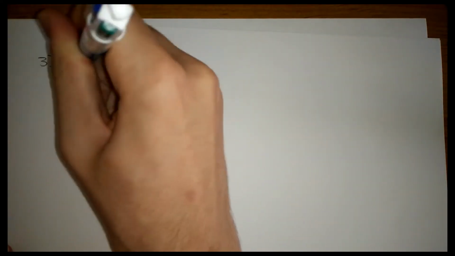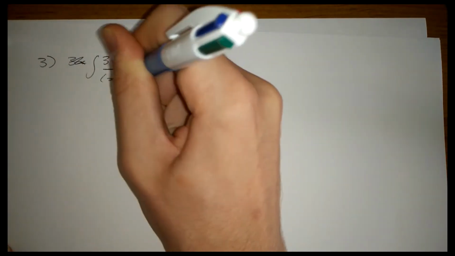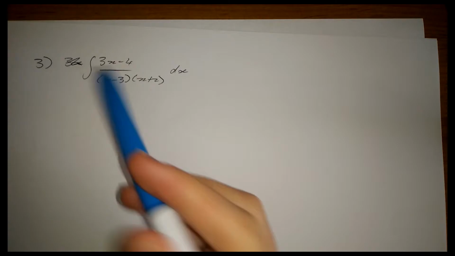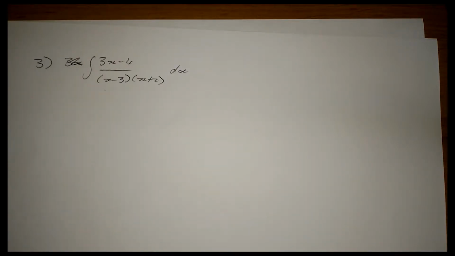Third one, let's go. So our third one is this one over here. The integral of 3x minus 4 on (x minus 3)(x plus 2) dx. So if we look here, the denominator is of order 2, so the highest term there is an x squared, and the highest term of the numerator is an x. So since the numerator is of less order than the denominator, we know it's a proper fraction, so we don't need to do any simplification.